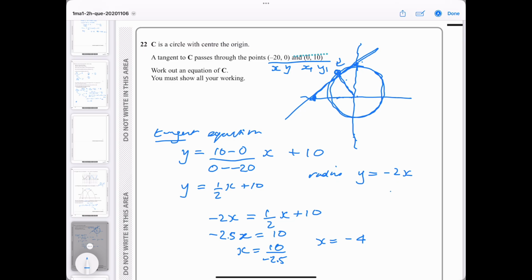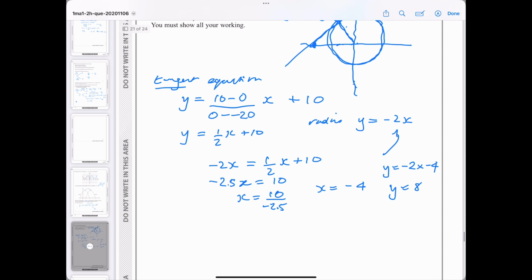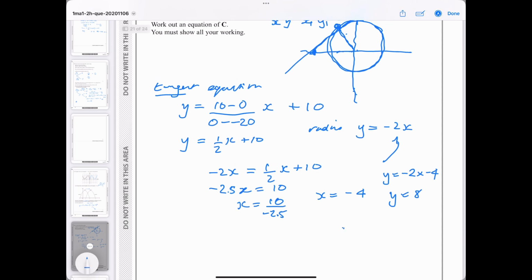Then we'll put minus 4 back into there, and y equals minus 2 times minus 4, so y equals 8, which also makes sense. So now we have a triangle, and the triangle has got 4 at the bottom and 8 here. So in order to find out what the radius is, we will do 4 squared plus 8 squared, and then we'll square root it. So it's 16 plus 64, which is 80. So the radius equals the square root of 80.